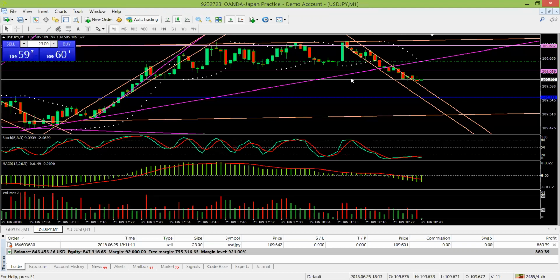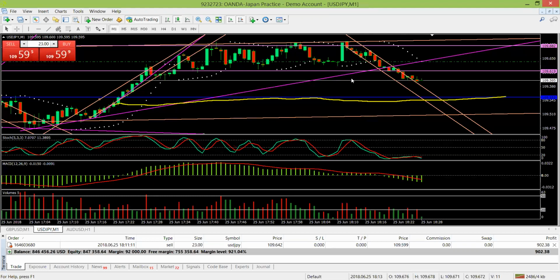So the next target would be somewhere, I'd say about here. Next target. You hold it till there. Then there might be a reaction.